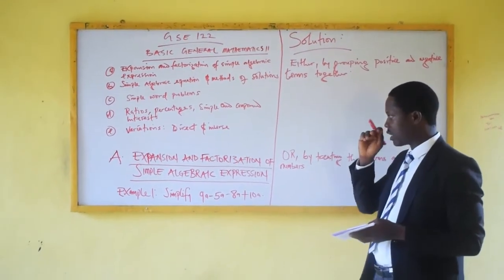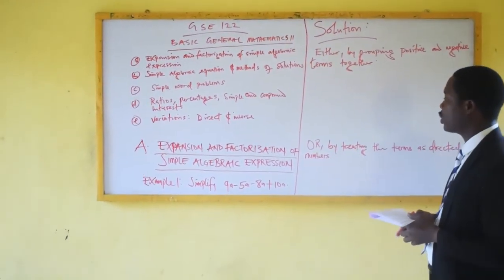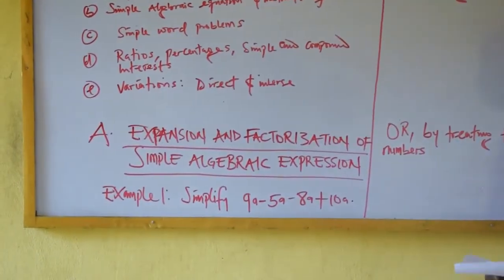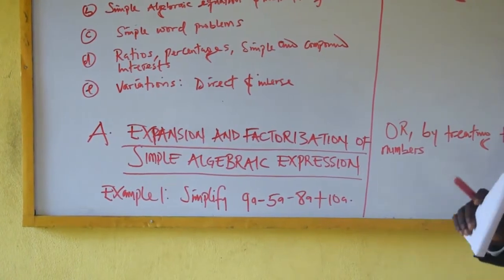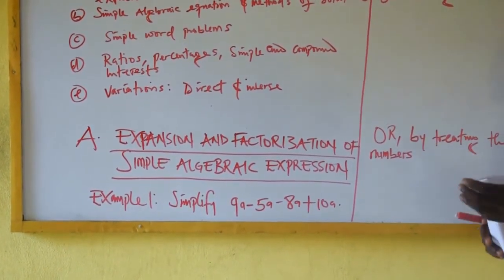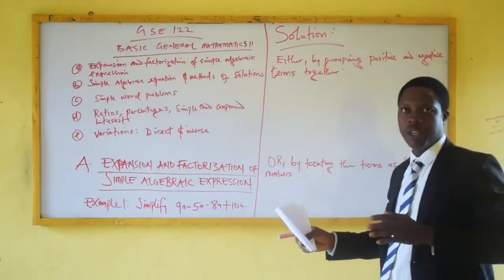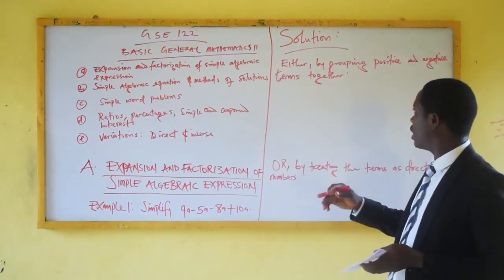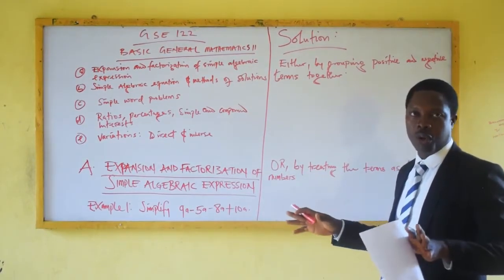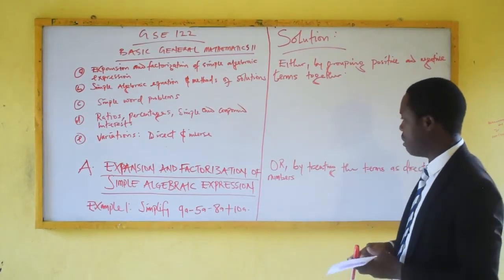Now, going by the courses, the first outline, expansion and factorization of simple algebraic expression. Now, on the general note, when you are talking about algebra, you are trying to combine alphabets and numbers. So you'll be having a lot of alphabets coming alongside with numbers, and how you try to work on them. That's what we are doing this semester.